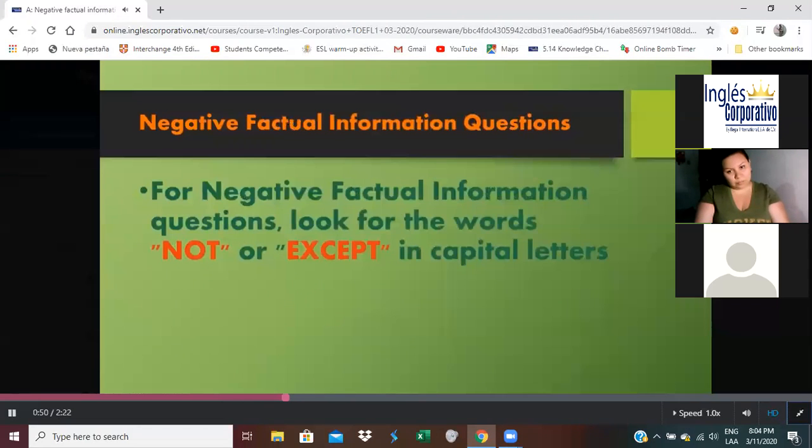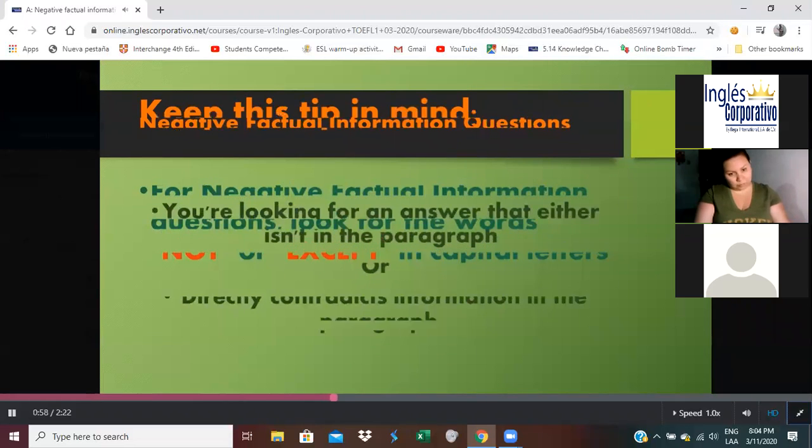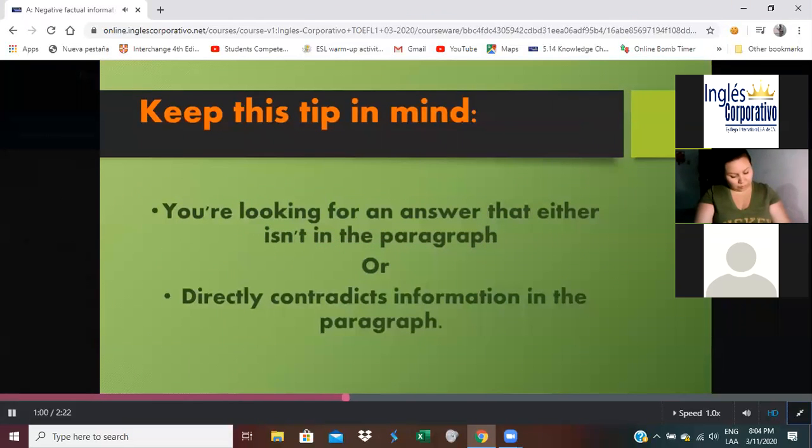For negative factual information questions, look for the words not or except in capital letters. Keep this tip in mind. For the negative factual information questions, remember that you're looking for the answer that either isn't in the paragraph or directly contradicts information in the paragraph.